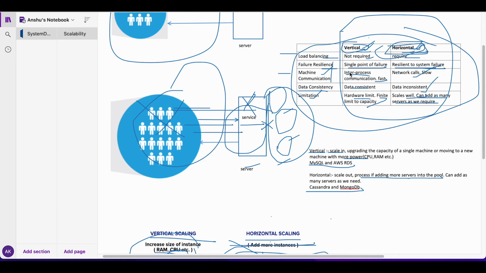I hope you got the description of scalability, and this was all about the scalability of system design.